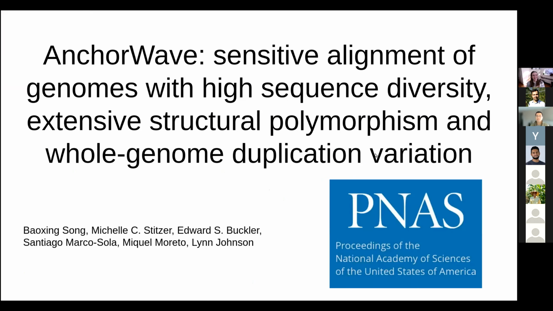So we're going to be presenting work from this paper, AnchorWave, which is a software that performs pairwise alignment of genome sequences to one another. And we're going to highlight how it really is functional for genomes that have high sequence diversity, a lot of structural variation, as well as differences in rates of whole genome duplication.